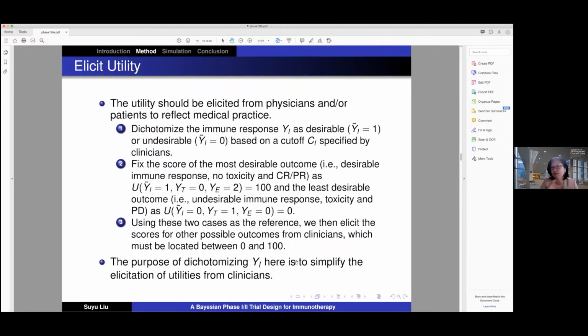Of course, if we believe the immune response can be very different across categories, you can use low, median, and high levels, give different desirability scores, and specify the utility accordingly. Of course, the table will be much bigger than the previous slides show you.